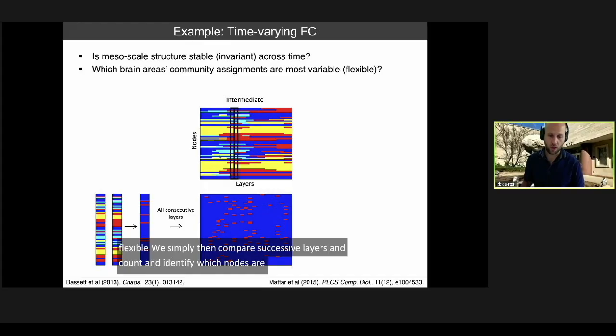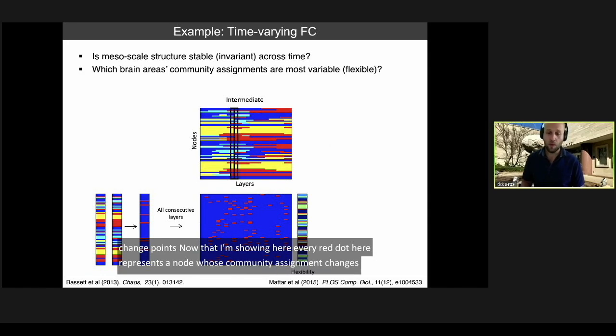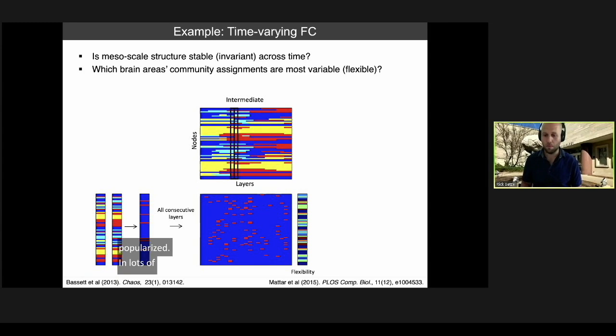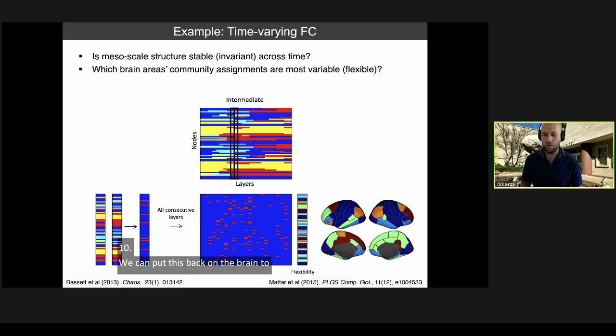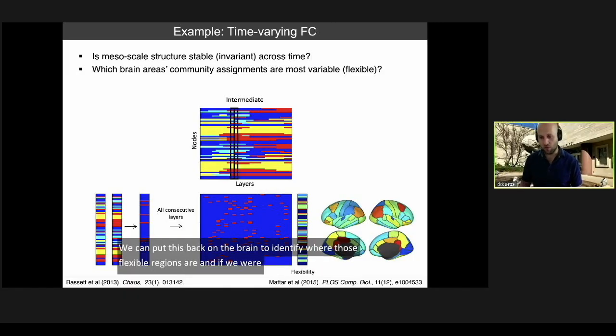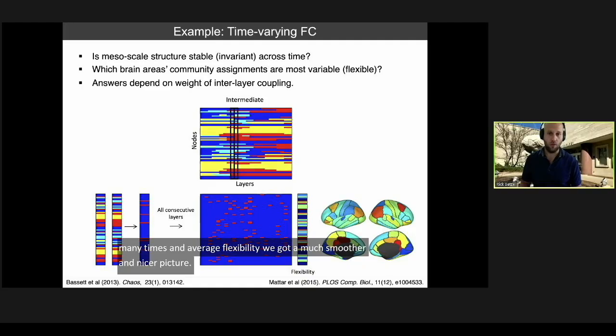That's what I'm showing here. Every red dot here represents the node whose community assignment changes from the previous layer. And we can just average those. This is a measure called flexibility, which has been popularized in lots of papers, for example, from Danny Bassett's group at Penn. We can plot this back in the brain to identify where those flexible regions are. And if we were to run the algorithm many, many times and average flexibility, we get a much smoother and nicer picture.